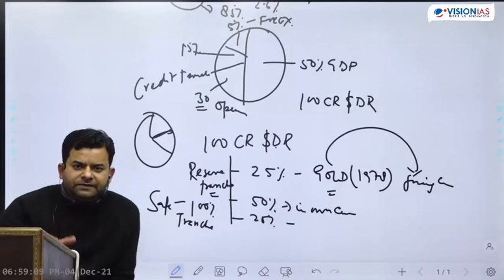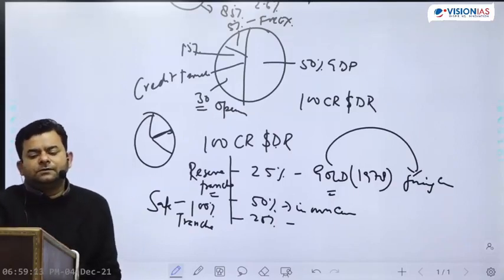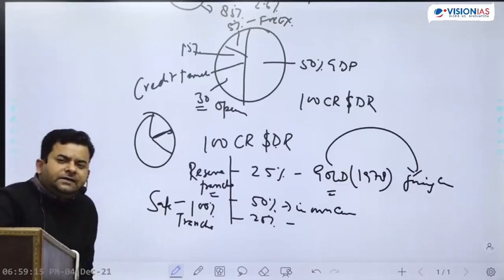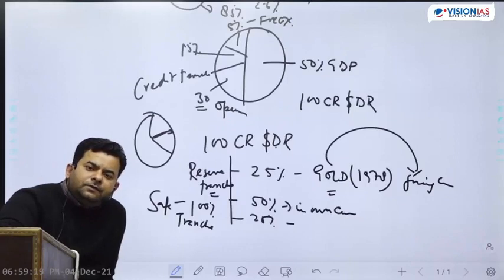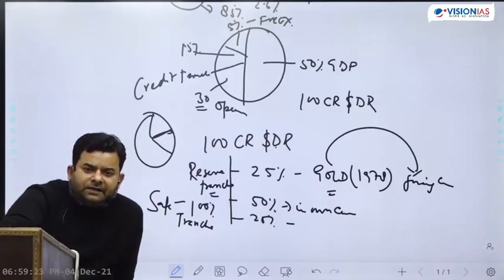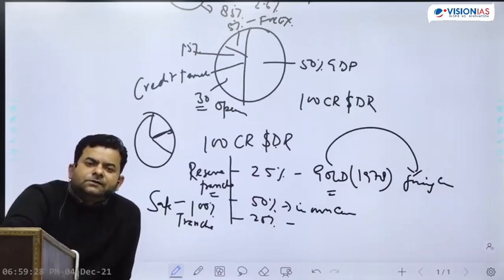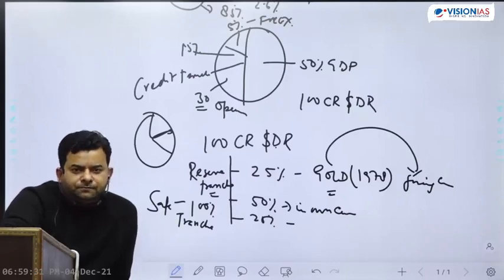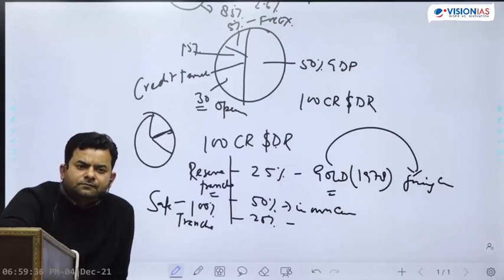So just for your example, in the above example of 100 SDR, 25 SDR is RTP and 100 SDR is the safe tranche.